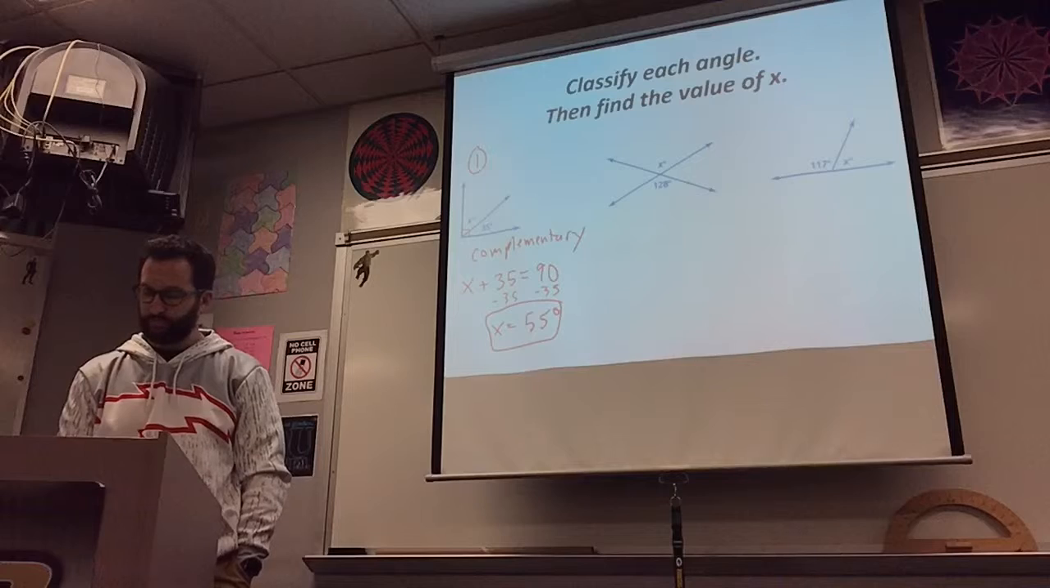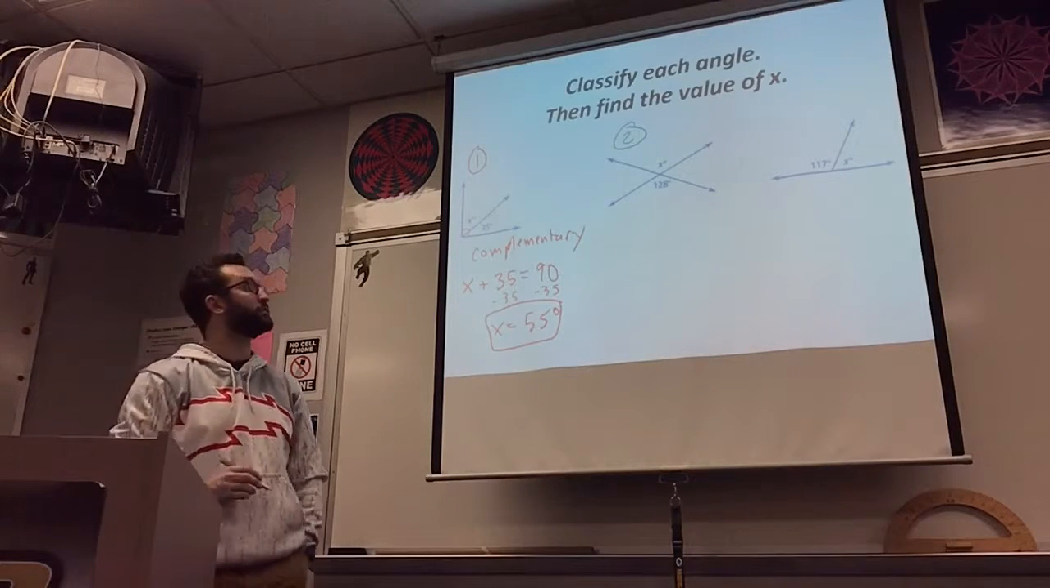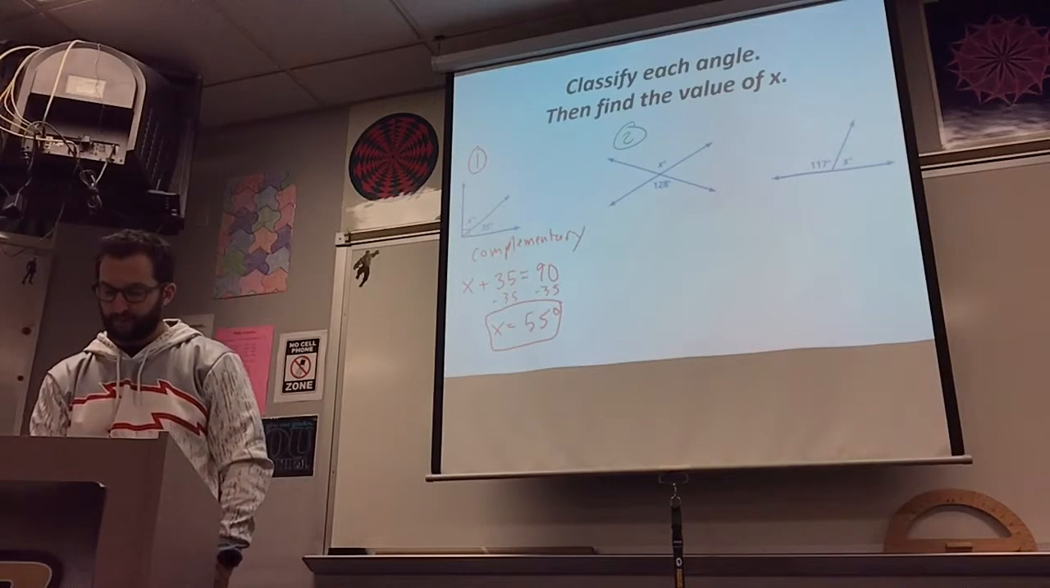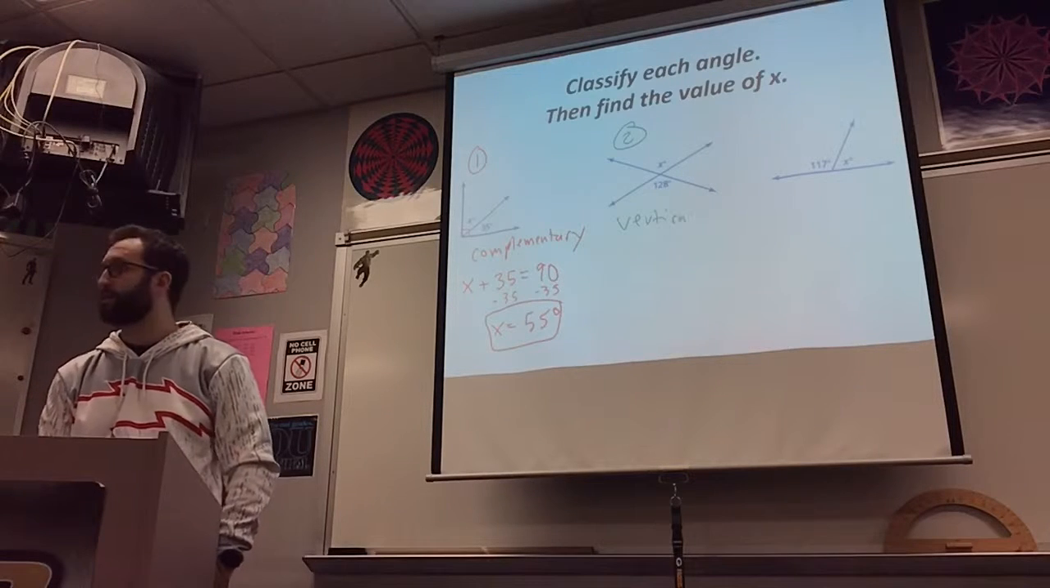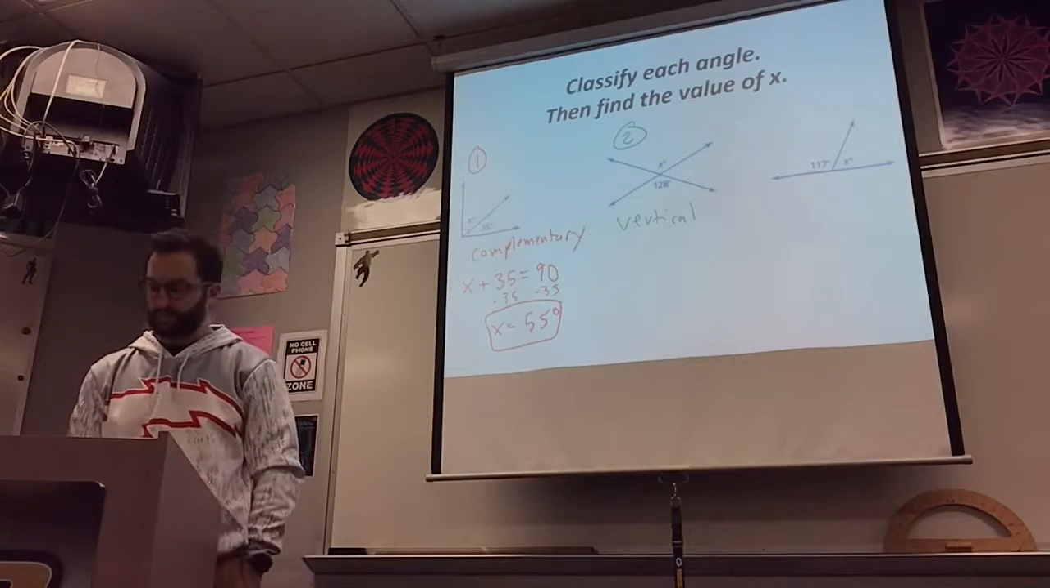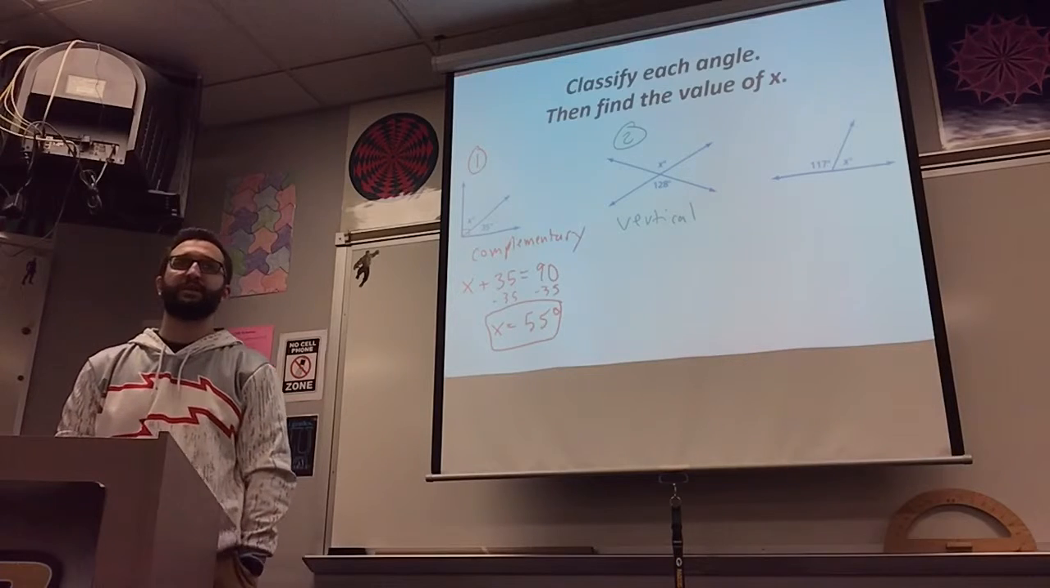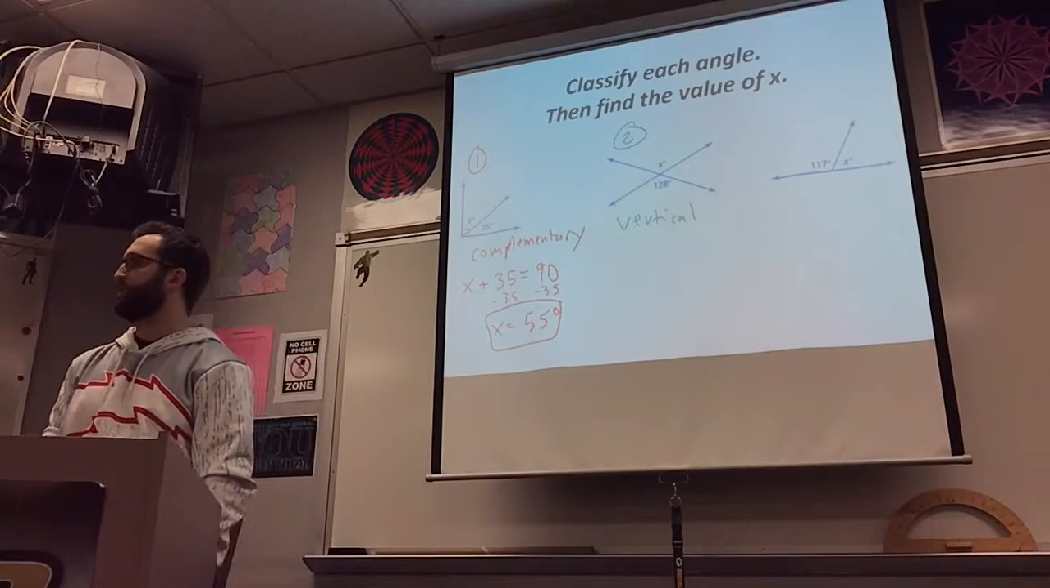All right, let's do number 2. What kind of angles are those? They are vertical angles. They do not share a common side, they do share a common vertex. Those are vertical. And we know from the definition, what does it say about those?